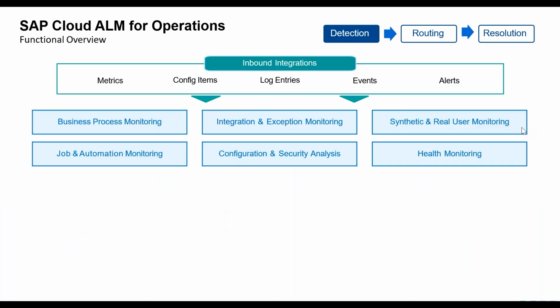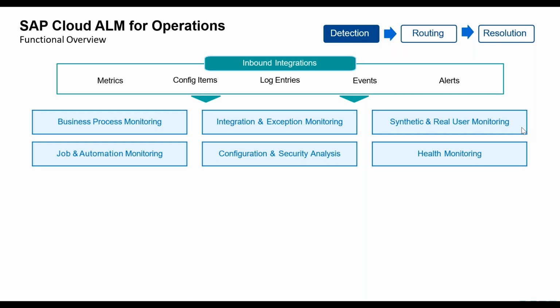Now, from a SAP Cloud ALM for operations, we'd like to think of this into really three different items, which is going to be the detection, routing, and resolution. Some of the main areas from an inbound integration perspective, think of it that you'll have, depending on what applications you're using, such as if it's, for example, an S4, an integration suite, or even non-SAP applications, you'll have different metrics or configuration items, log entries, events, or alerts that could automatically be inbound integrations into SAP Cloud ALM.